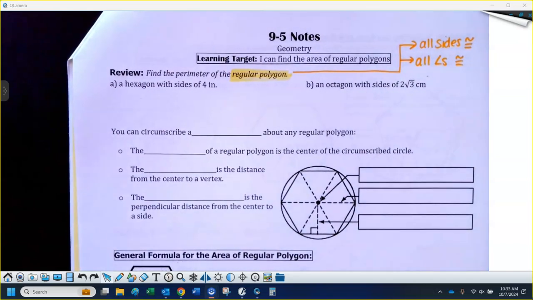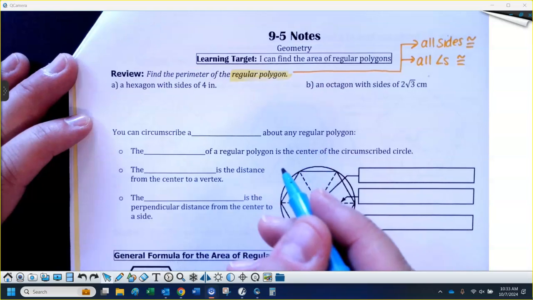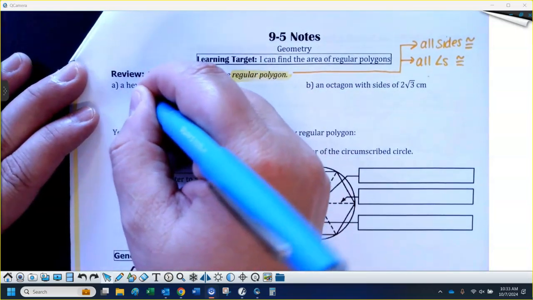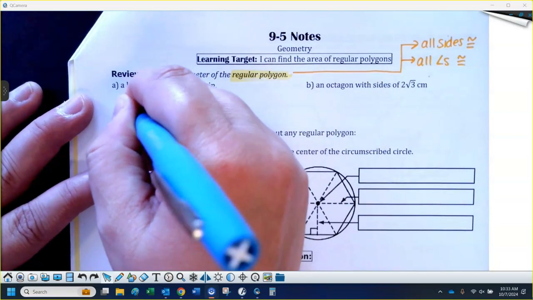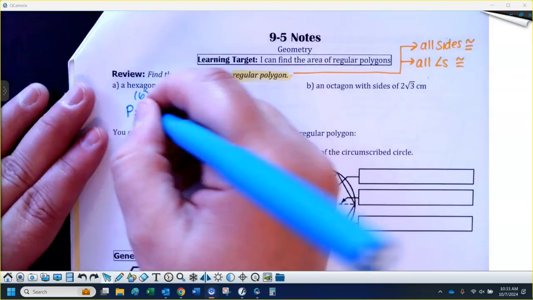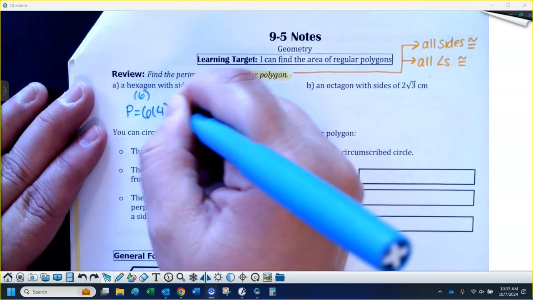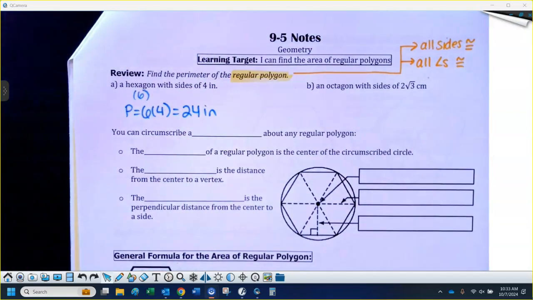So I'm going to see if you guys know how many sides these guys have. All right, so if I give you a hexagon, do you know how many sides a hexagon has? 6, right? Okay. So if I tell you we're going to find the perimeter of a hexagon, we're going to add up all the sides. And I tell you the sides are 4 inches. How would you figure out your perimeter? 6 times 4. All right, so then my perimeter would just be 24, just plain inches. That's all you have to do.